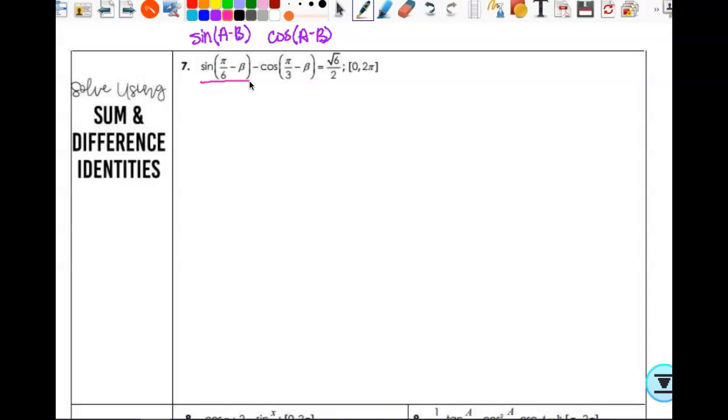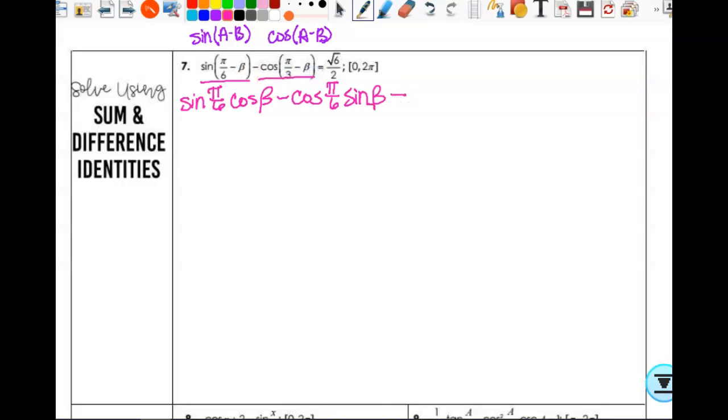So we're going to substitute. When you do that, you get the sine of a, which is pi 6, times the cosine of b, which is beta, minus the cosine of a, which is pi 6, times the sine of beta. Okay? Everybody with me? That all just comes from the sine of a minus b. That's it. So then I have to do this part.